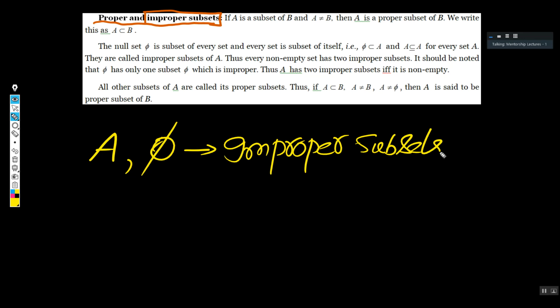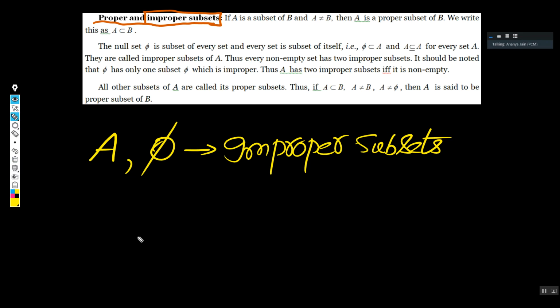These two are said to be improper subsets. What is the meaning of improper subset? The set itself and the null set are said to be improper subsets. Then what should be proper subset? Anyone in the class now? I expect the answer from you.